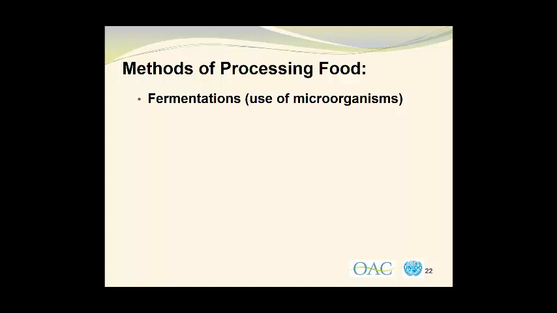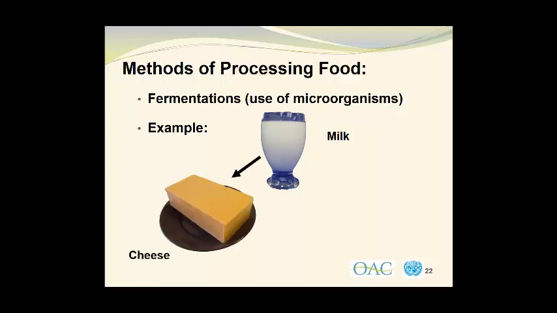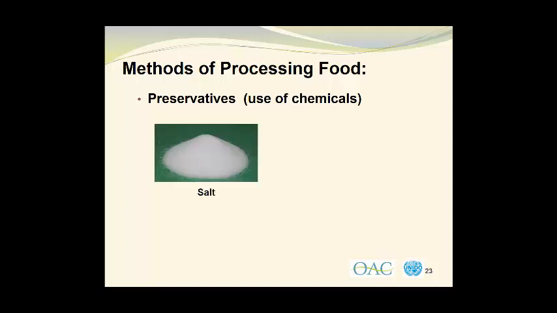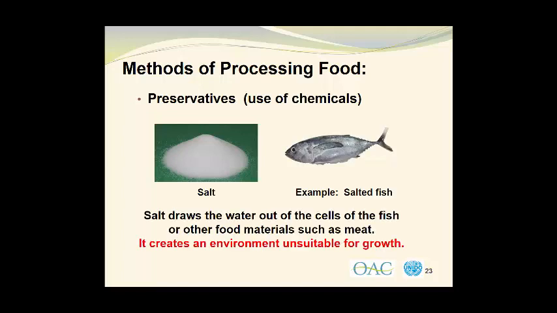Fermentations use microorganisms to process food products such as milk. By applying specific microorganisms to the milk, we can convert that into cheese or into yogurt. We may also use chemicals in the preservation of food products. Salt is a very good example that comes to mind. In this case, you may be familiar with salted fish.